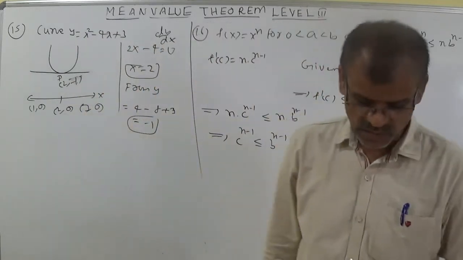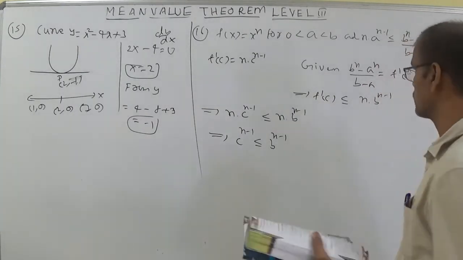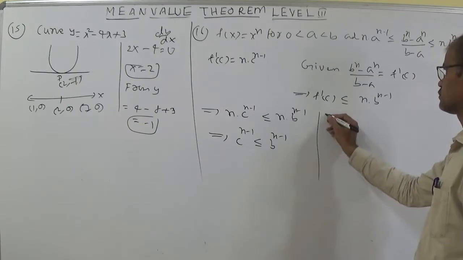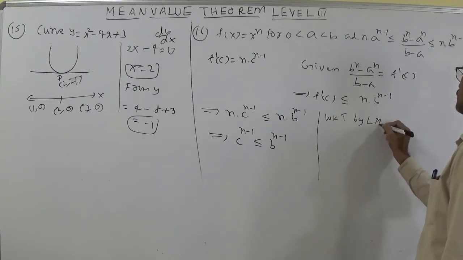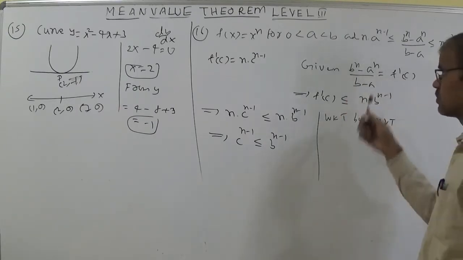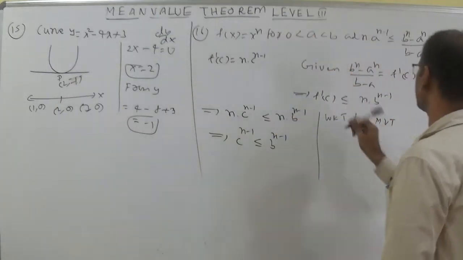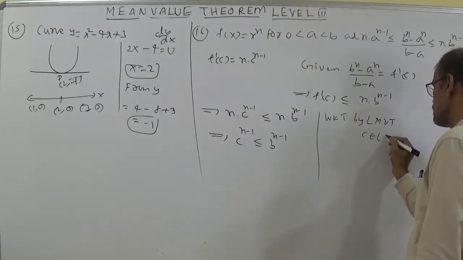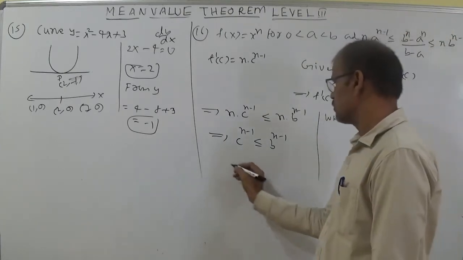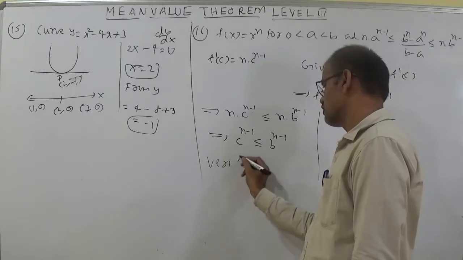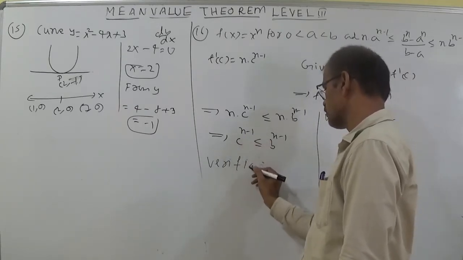The options discuss n. The first option says n not less than 1, n is a negative integer, n is positive, like that. We know that according to Lagrange's theorem, the LMVT, if f dash equals f of b minus f of a by b minus a, then there exists a small c belonging to the open interval (a, b). So c should lie between a and b. Now the verification of options.